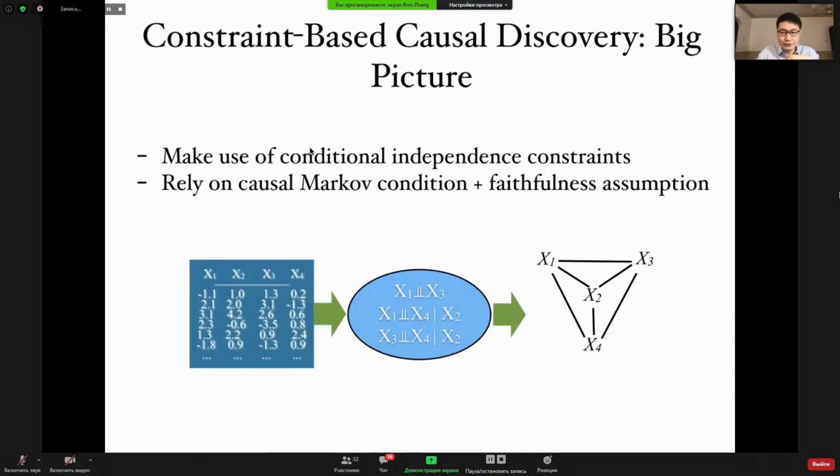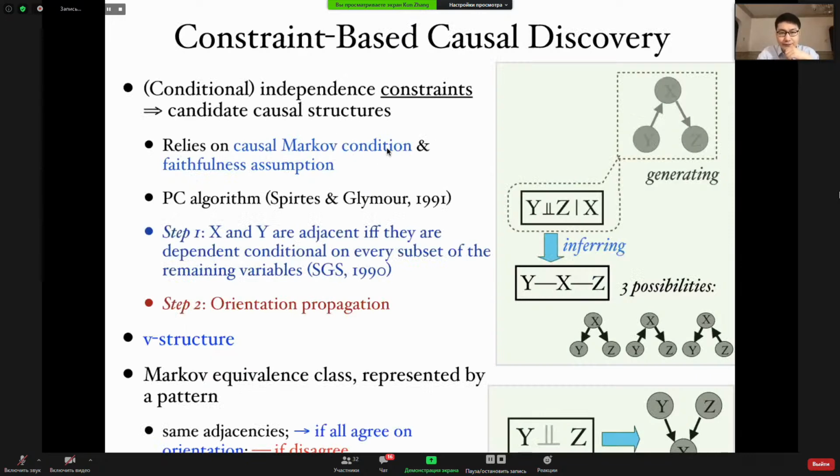We now assume the causal Markov condition, which is widely assumed, and the faithfulness assumption, a typical assumption for causal discovery. And the typical method is called the PC algorithm. P is for Peter, C stands for Clark. So it's Peter Spirtes and Clark Glymour, basically the first letters of their first names. They are my senior colleagues. They came up with a lot of classical methods for causal discovery.